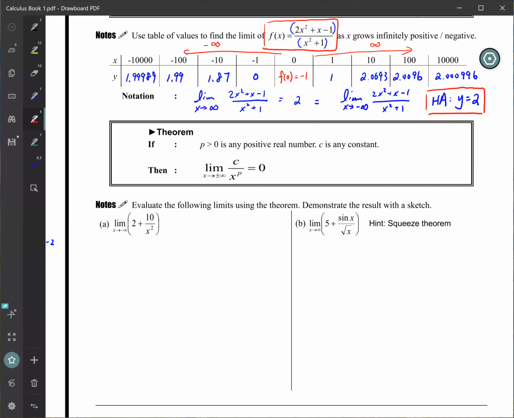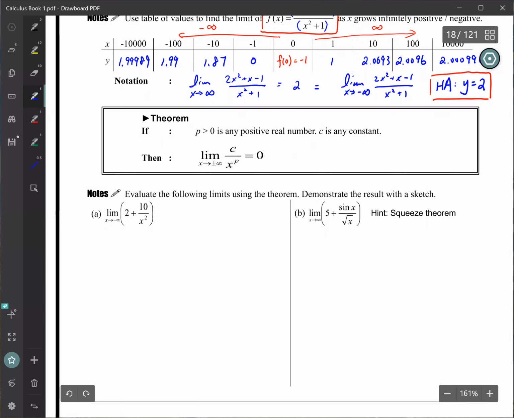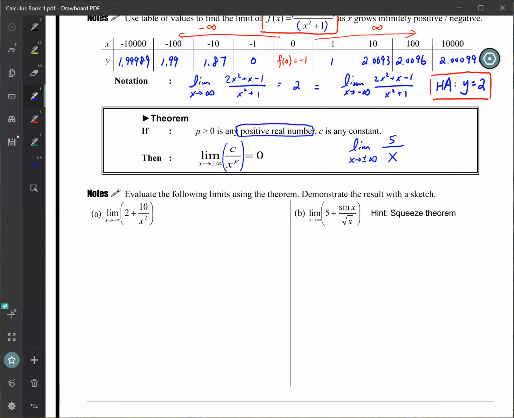Later we have different examples using the theorem to do it. So basically what it's saying is that if the function looks like this form, c is a constant. So for example, if I have the limit, let's say x approaching, doesn't matter which way, plus or minus infinity, of 5 over x to the p, where p is any positive real number, okay? So can you give me an example of a positive real number, Nicole?